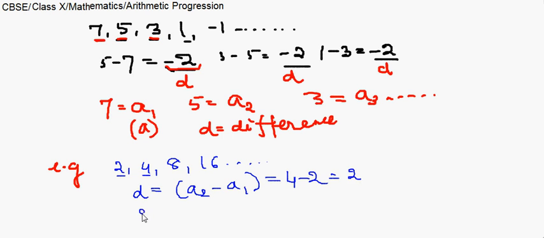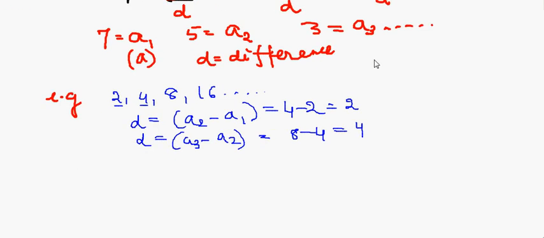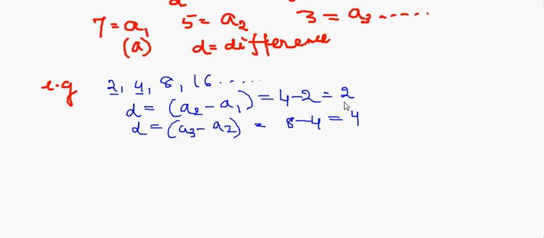Let us see if the difference between A3 and A2 is the same or not. If you see the differences I have calculated between the first, second and third terms, they do not remain the same. So we can derive from the above explanation that this series, 2, 4, 8, 16 and so on, is not in AP. It is not in AP.